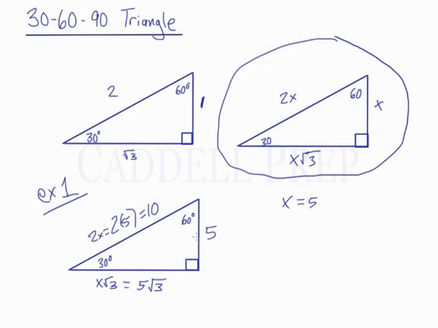So if we're given any of the sides, we go back to this diagram, determine what x is. In this case, x was 5, and we just plug it in for the other sides. So this was 5, so this became 2 times 5, or 10. This was x times radical 3, so we had 5 times radical 3, and we have all of the sides.